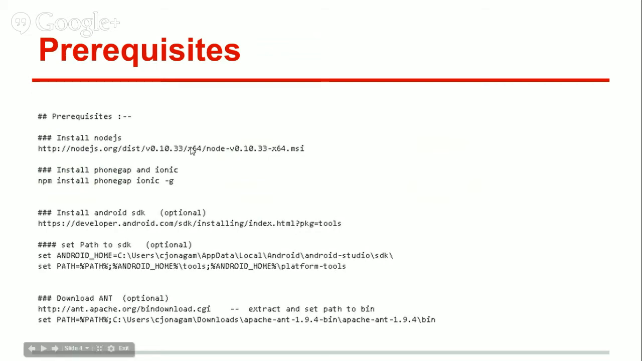So this is the npm tool. Run npm install for PhoneGap and Ionic. These are the two command line tools that we want to use in this particular demo. PhoneGap is the framework that we are going to develop with, and Ionic is a UI framework. We just need the command line tools to get started.